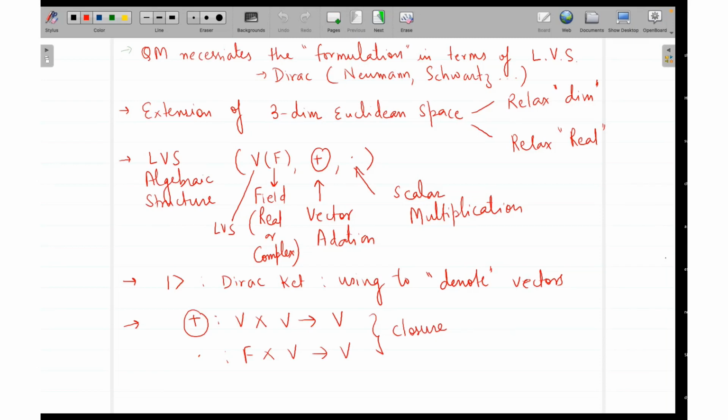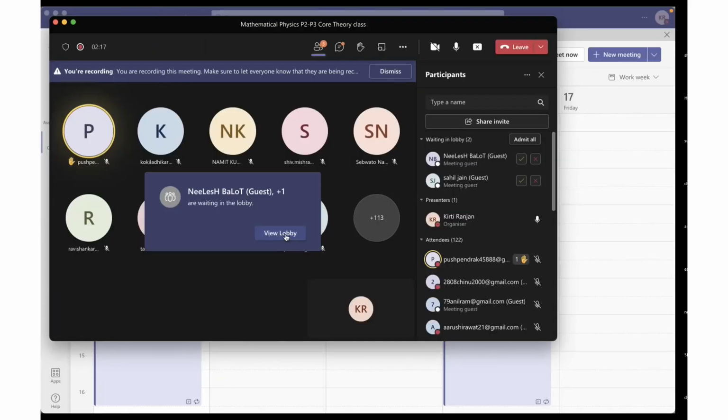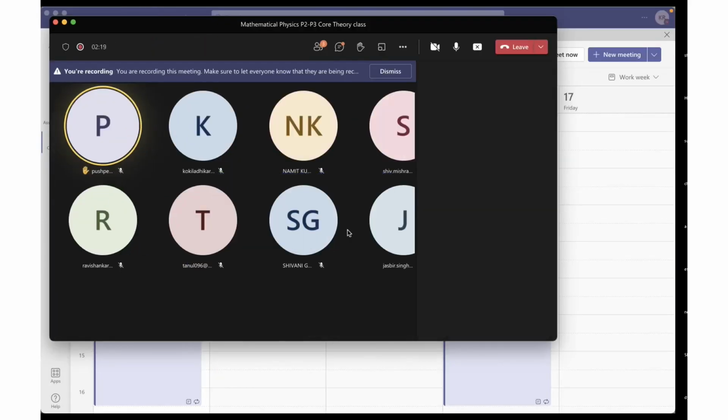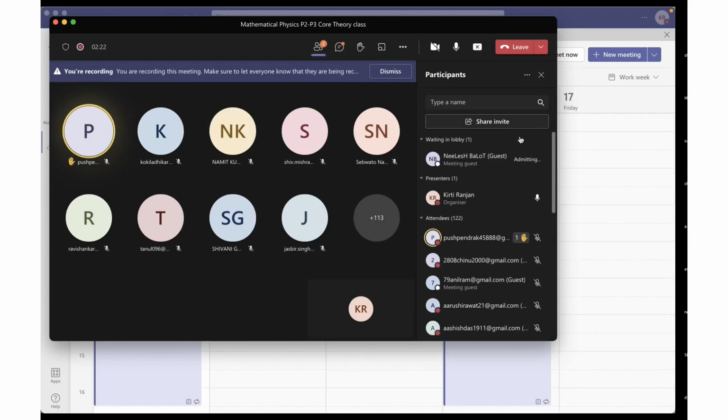So let's just start from last week's class. What did we say? We said that quantum mechanics necessitates the formulation in terms of linear vector space. And Dirac was the proponent, but there were others who also played a significant role. Von Neumann, for example, Schwartz, for example, these guys also played an important role.